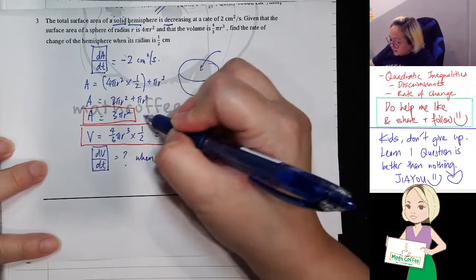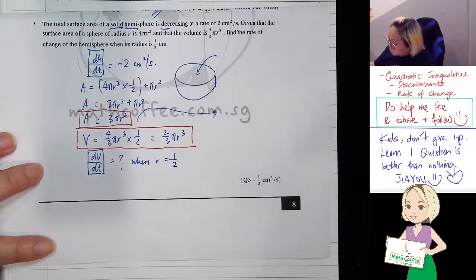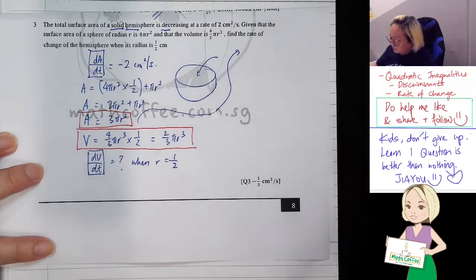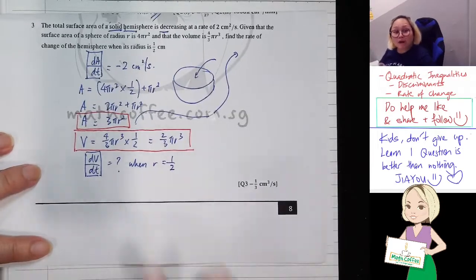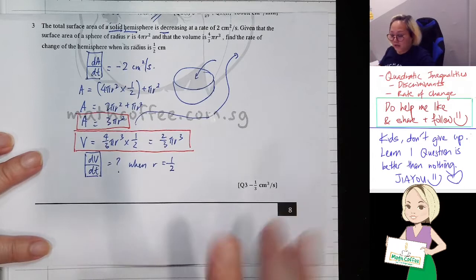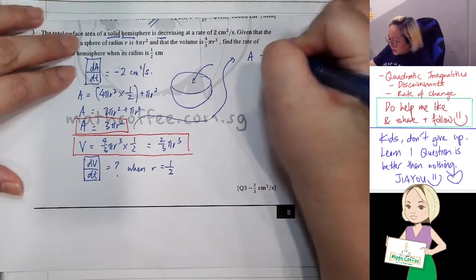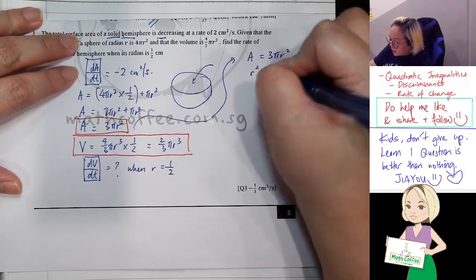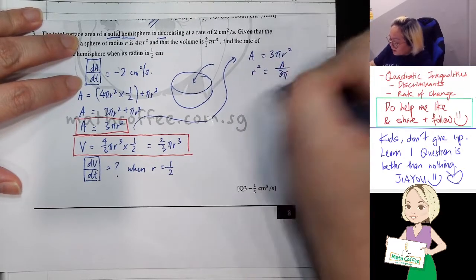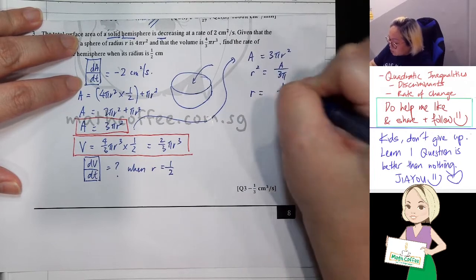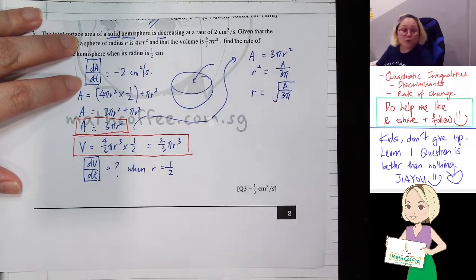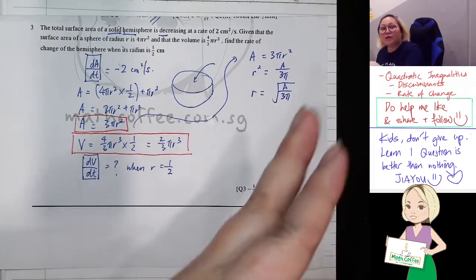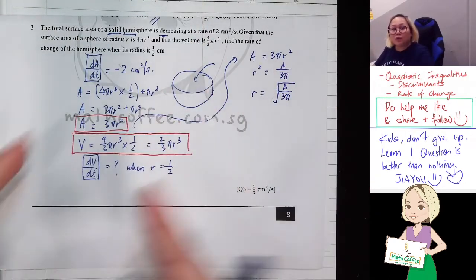So let's say this one. I'm going to shift up to here so that there is no space here. I am going to make use of one of them to make R the subject. So I'm going to write here A is equals to 3 pi R squared. So I'm going to make R the subject. R squared is equals to A over 3 pi. My R is equals to the square root of A over 3 pi. So now you see, I have my R in terms of my A. Agree? So now I can sub this into my V.